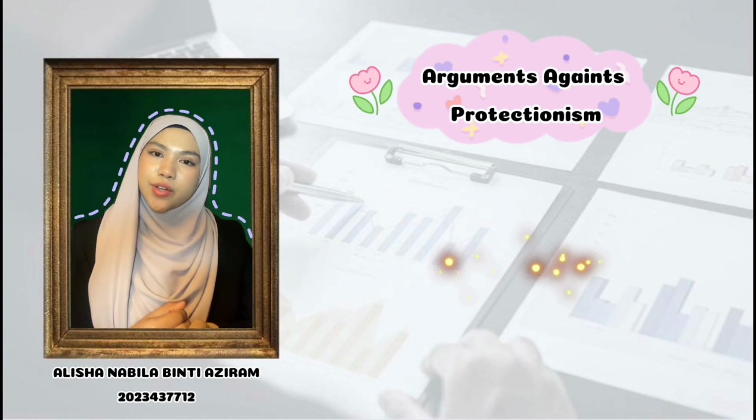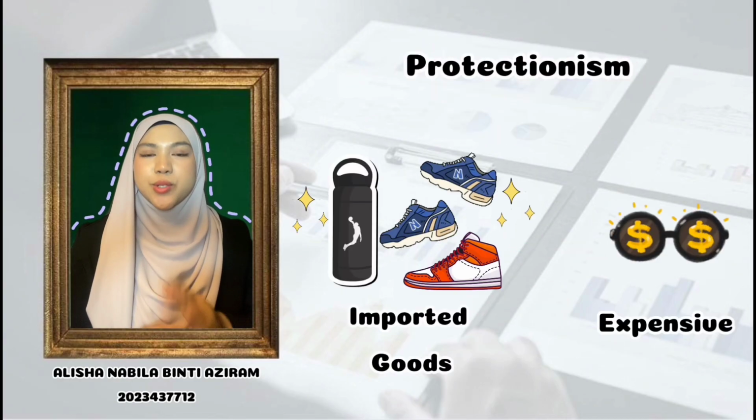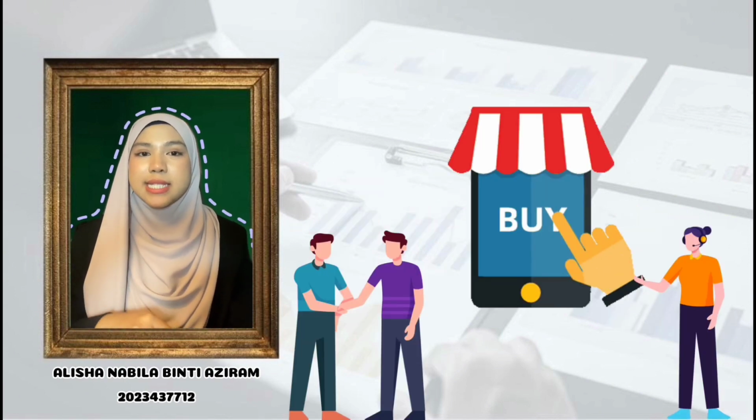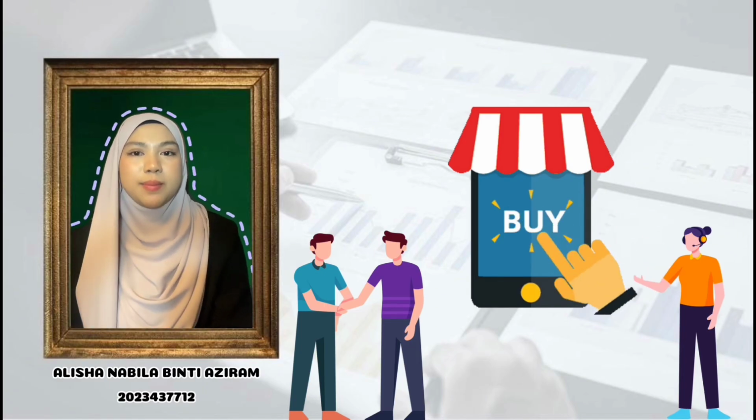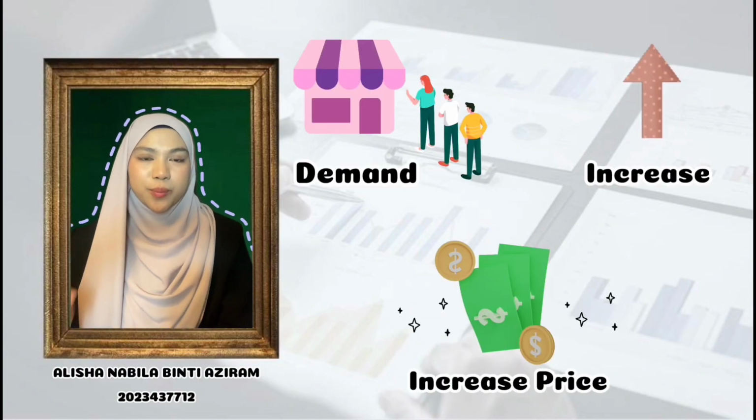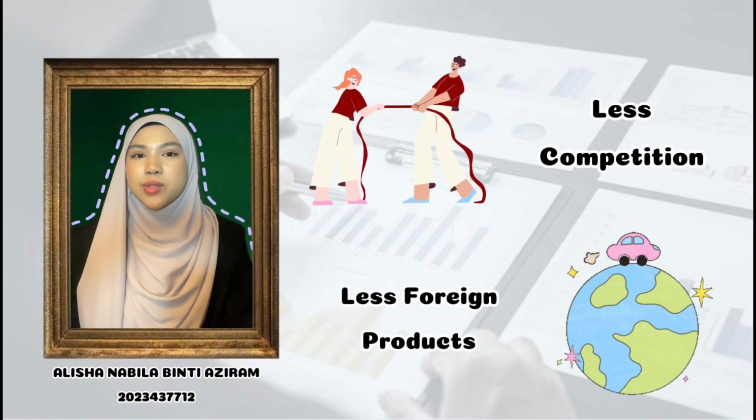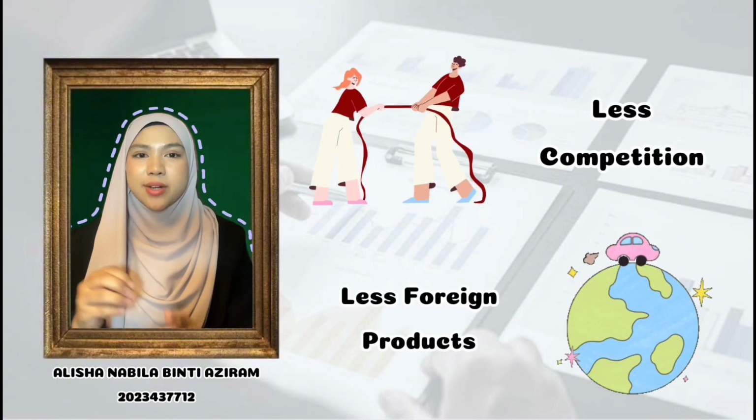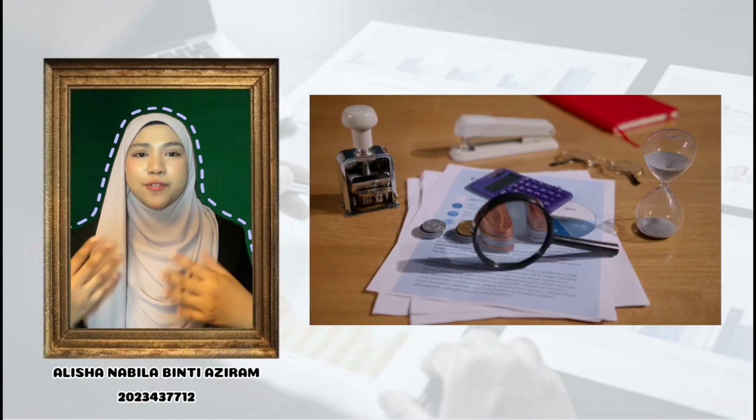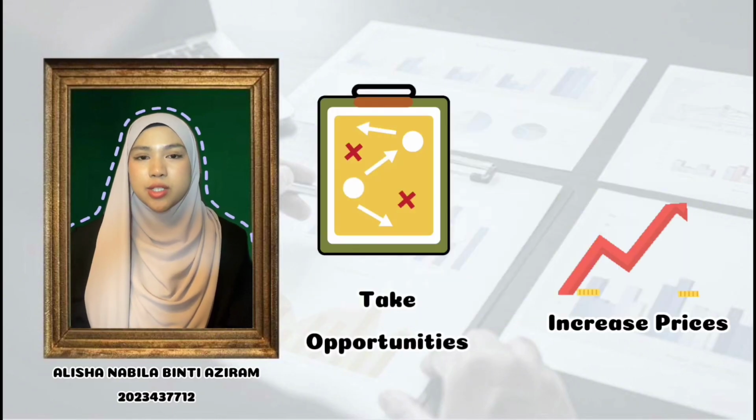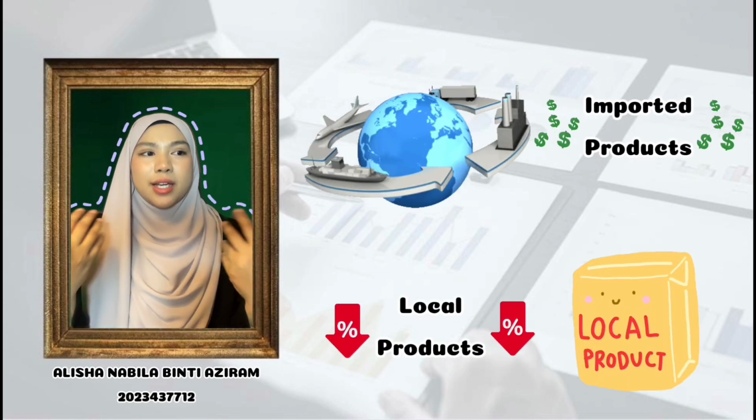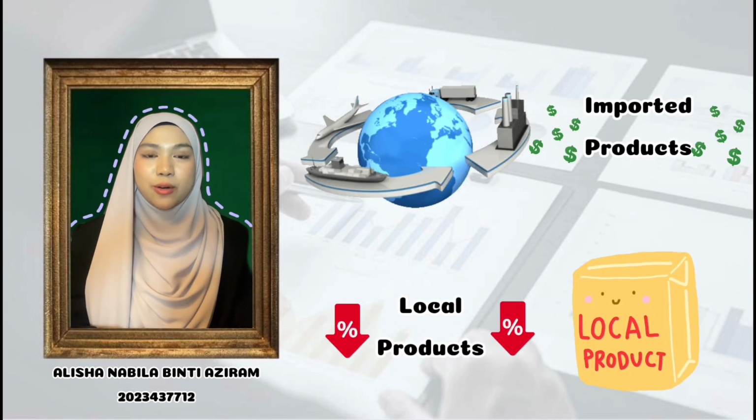Next, the disadvantage of protectionism is an increase in price. Protectionism makes imported goods more expensive because of the tariffs added, right? This leads customers to prefer buying locally made products since they are cheaper. As the demand for local goods increases, local producers might raise their prices a little bit. This happens because there is less competition from foreign products, and local producers know customers have fewer options, so they take this opportunity to increase the price, because consumers will still buy their products since the imported products are more expensive than the local products.